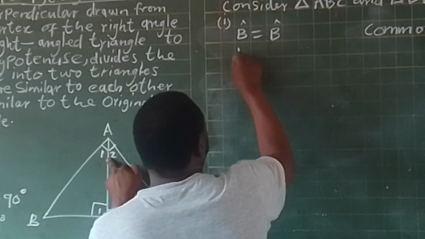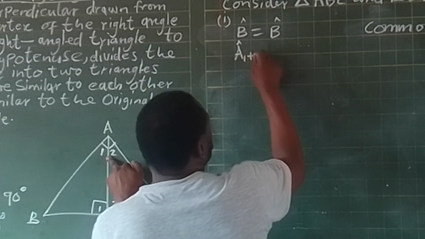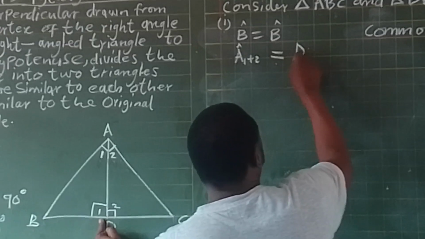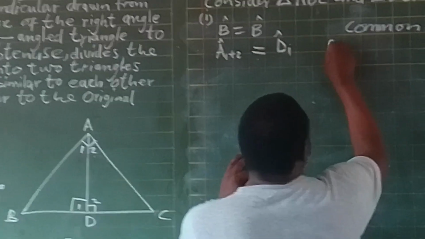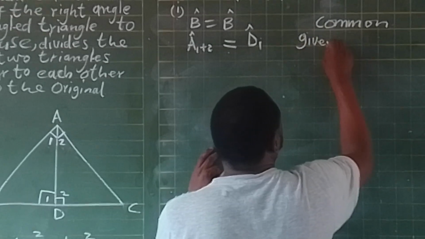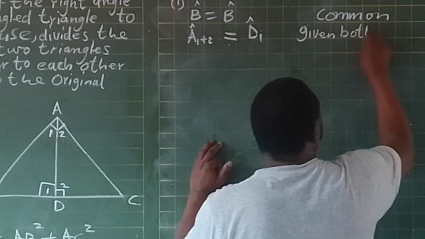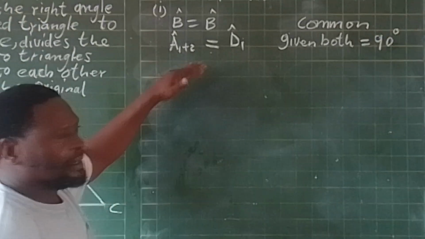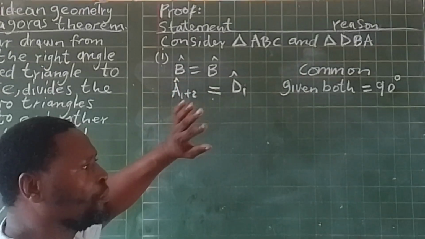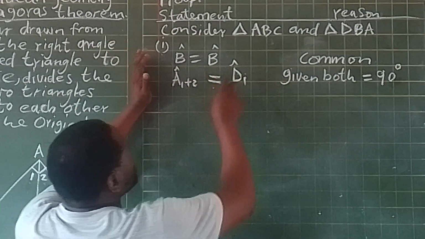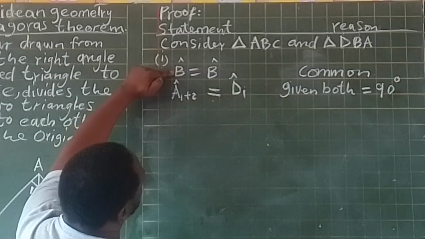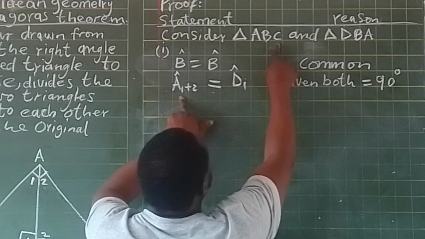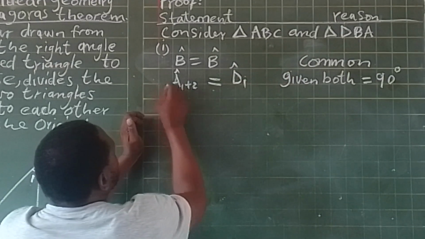A1 and A2 are equal to angle D1. The reason for that is given, both are 90 degrees. The third one is automatic. You don't calculate, you don't prove it, you just go and grab it. We have B and A in the big triangle. You are left with C.